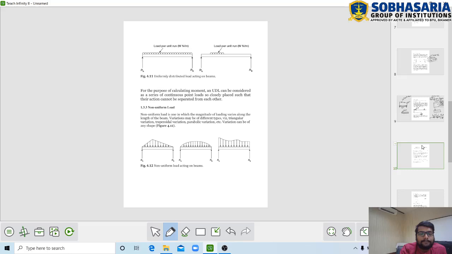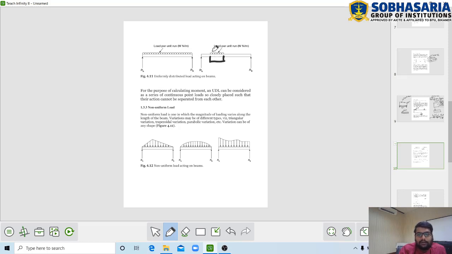So, the load is diagrammatically represented like this. This is the UDL acting throughout the length. And in this case you can see the UDL is acting only at a particular length.